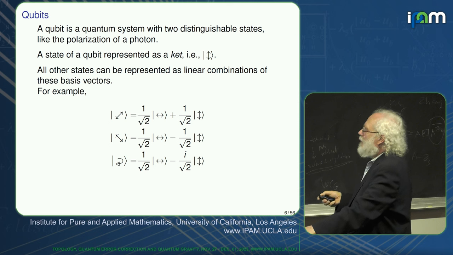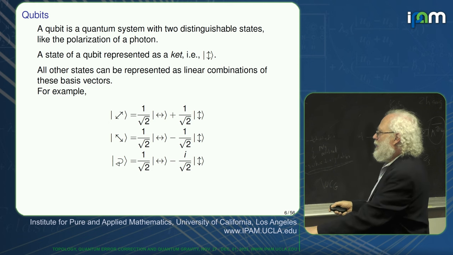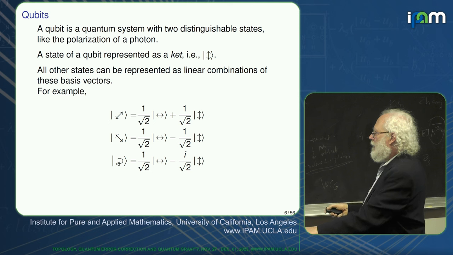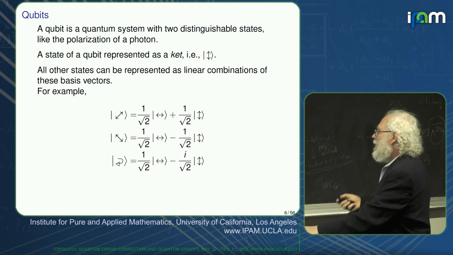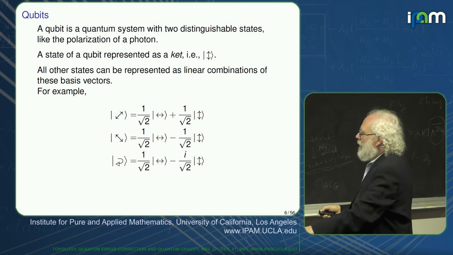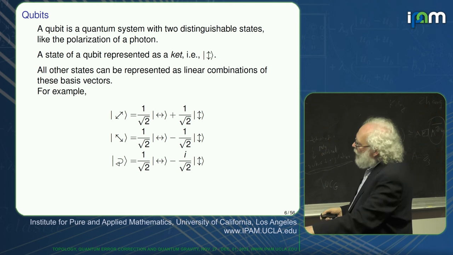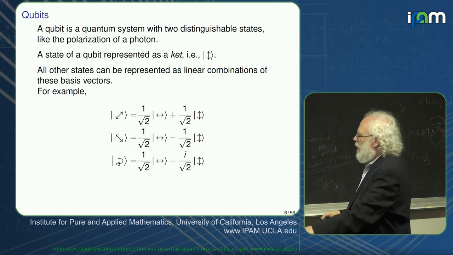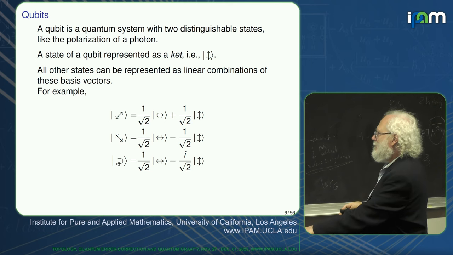What quantum mechanics says is that all states can be represented as combinations of the two basis vectors, vertical polarization and horizontal polarization. So right diagonal polarization is 1 over root 2 horizontal plus vertical. Left diagonal is 1 over root 2 horizontal minus vertical. And because quantum mechanics uses complex numbers, you can also ask what happens if you say horizontal minus i vertical. And that turns out to be clockwise polarization.